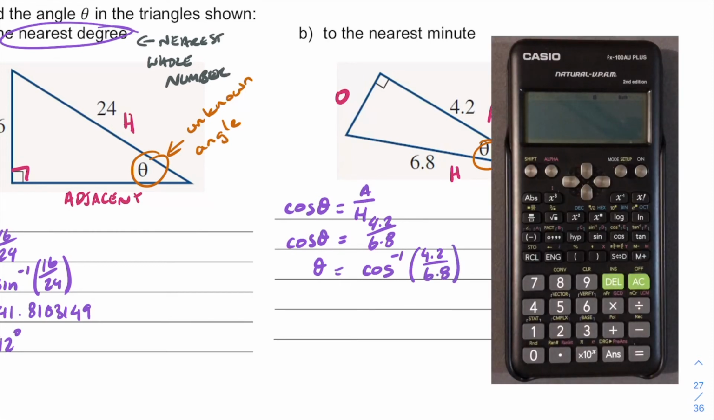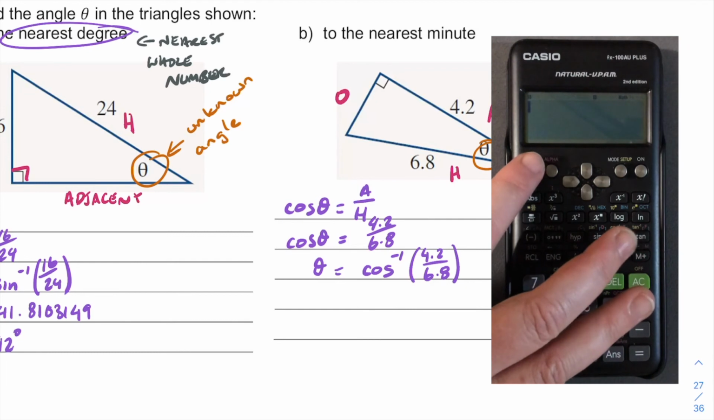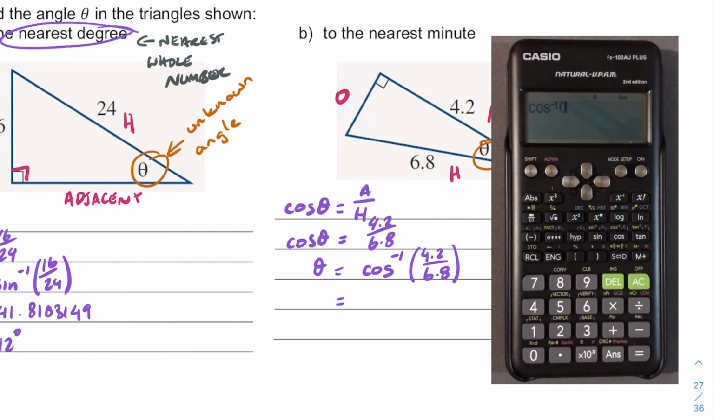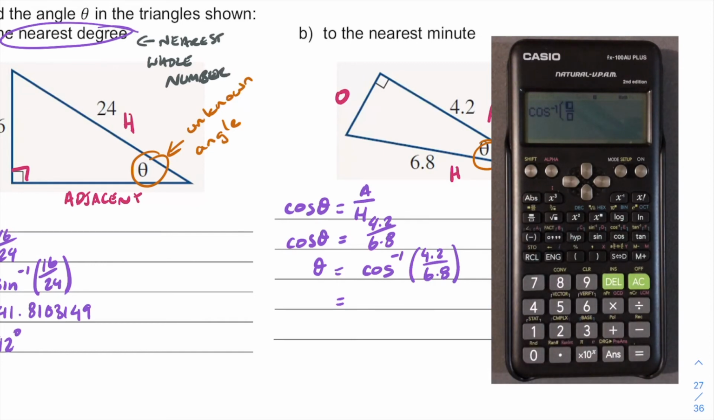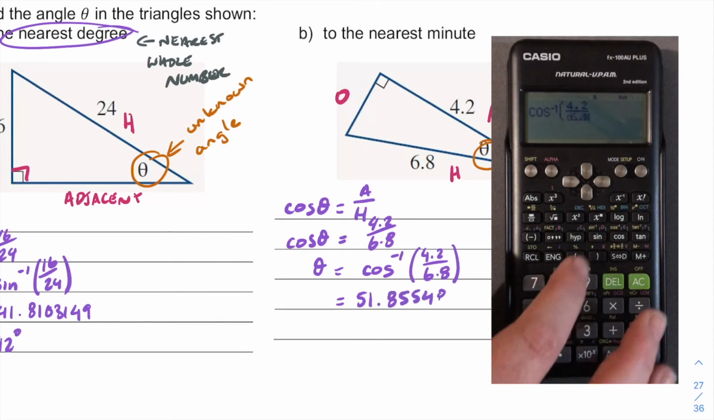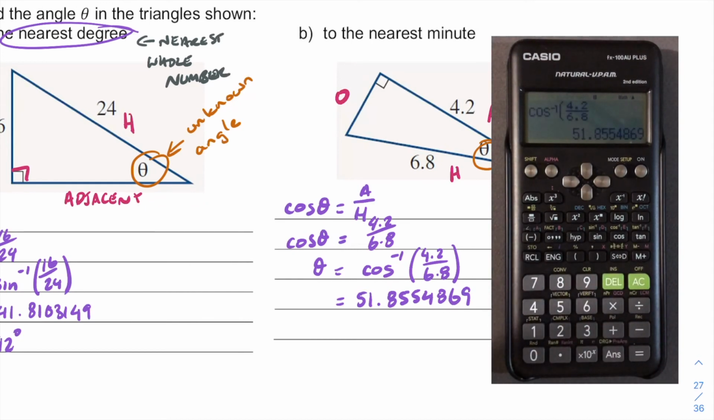Put that into your calculator using all the correct keys, hopefully. So it's just shift cos 4.2 over 6.8 using your fraction key. Close off your brackets. And you should get 51.8554869. But for this one, it's a little bit different. We want to the nearest minute. Now, rounding with minutes is a little bit different.